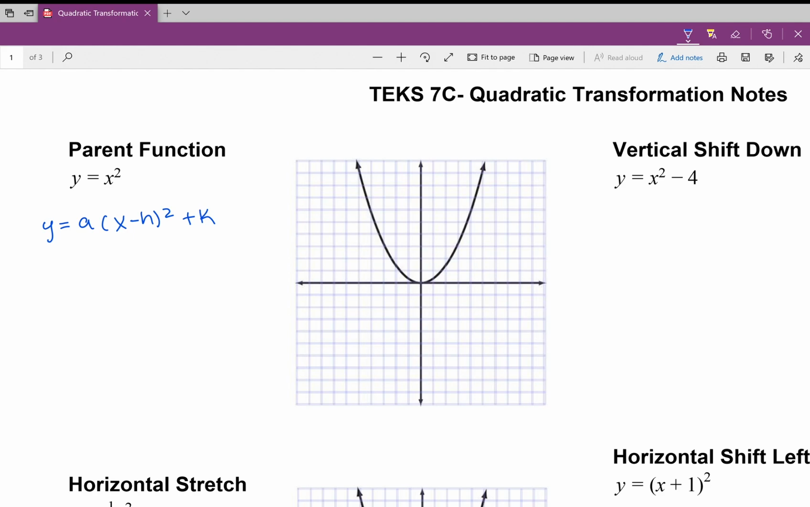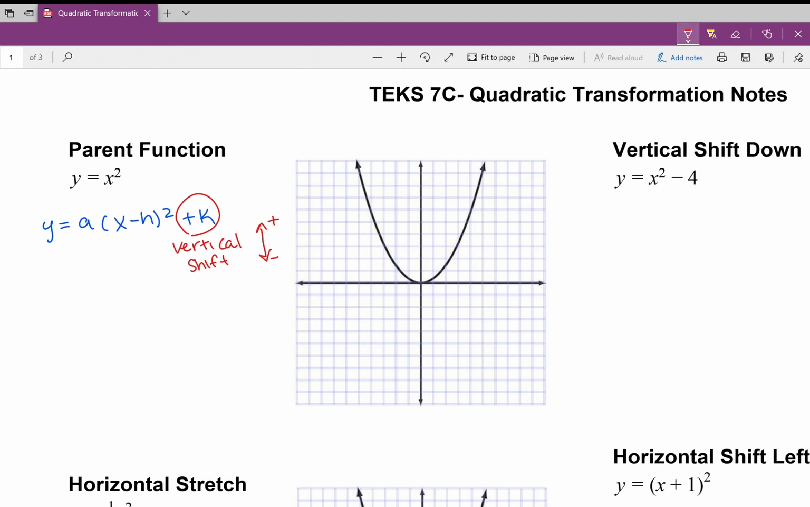So before we move on, I want to tell you what each of these a, h, and k does to the problem. Looking at k, it's going to identify a vertical shift. Remember, vertical means up and down, so I'm going to draw an arrow up and down. If k is positive, it's going to go up, and if it's a negative k, it's going to go down.